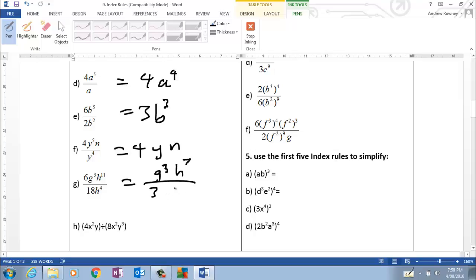So g^3h^7 on 3. And h, we've got 4 divided by 8. So we'll actually write this as a fraction first, so that's 4x squared y divided by 8x squared y cubed. Now 4 divided by 8 puts a 2 on the bottom, and the x squareds cancel, the y^1 and take the y^3, that'll be y^-2, 1 take 3.